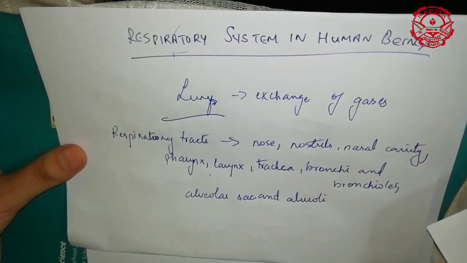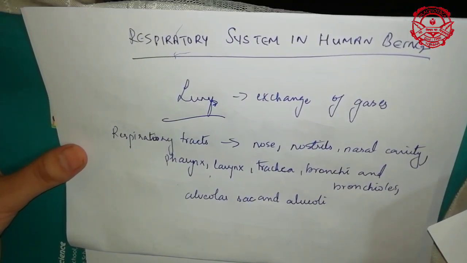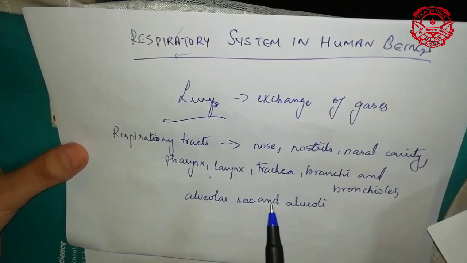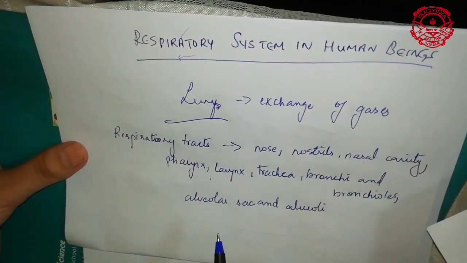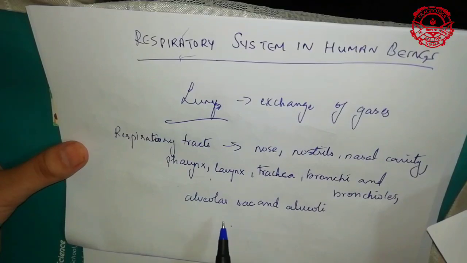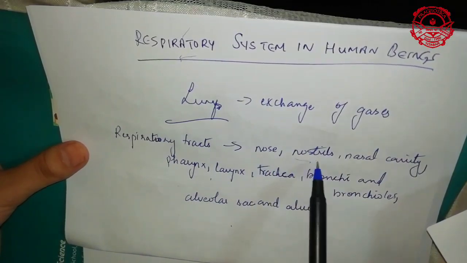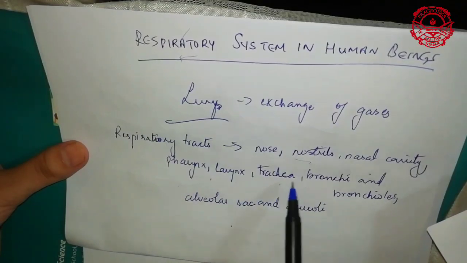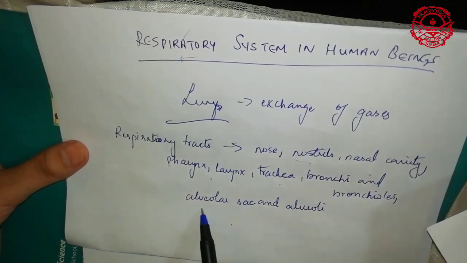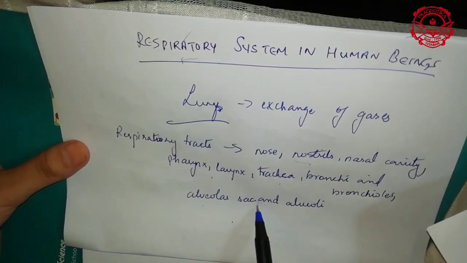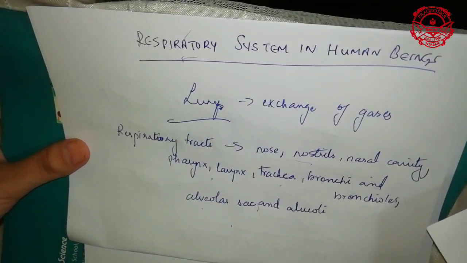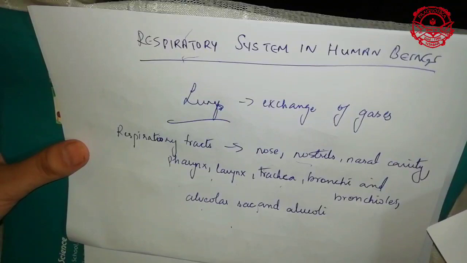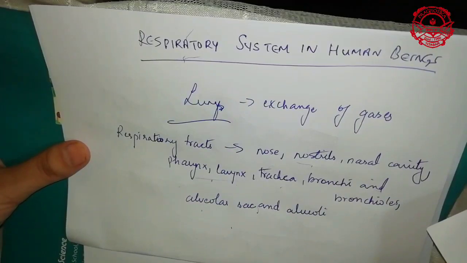So under your respiratory system, you have your respiratory tract. These are the passages through which the exchange of gases takes place. When the exchange of gases takes place, there are several organs which take part in it: nose, nostrils, nasal cavity, pharynx, larynx, trachea, bronchi, bronchioles, alveolar sac and alveoli. We will discuss them in detail in the next class: what role the nose, nostrils and the other organs play in the exchange of gases.